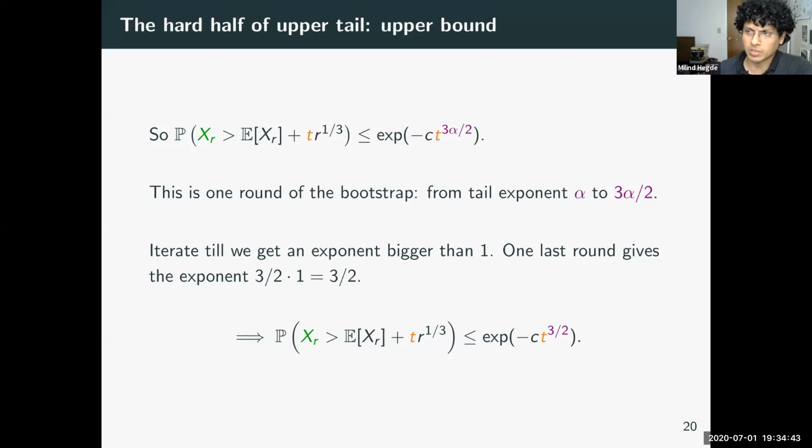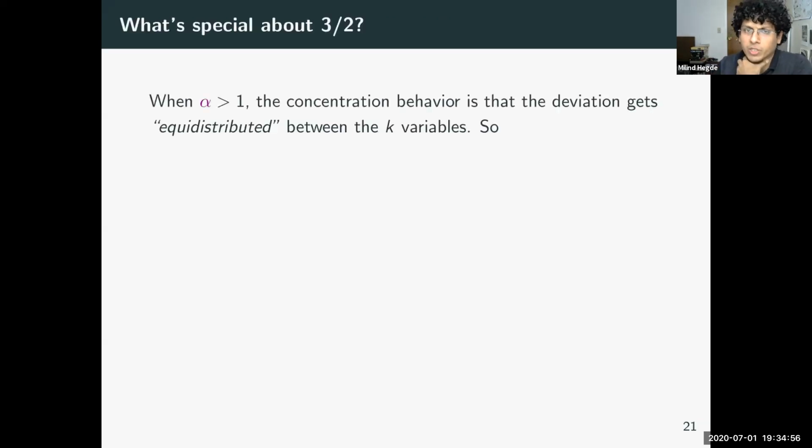Of course, one question is, why stop there? Why not do it again? Once you got t power 3 over 2, maybe you can do it again and get something even better, which can't happen because it's not true. But you might wonder what goes wrong. And that's very interesting, actually.